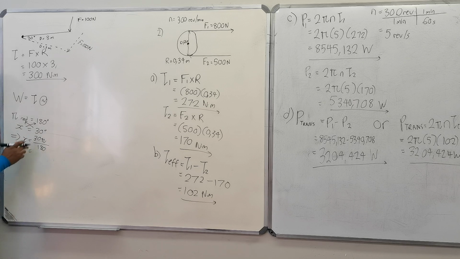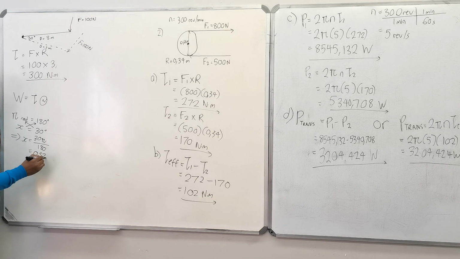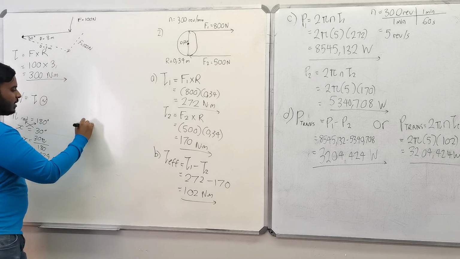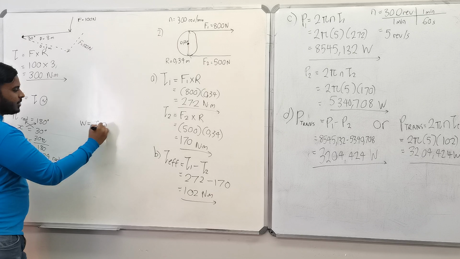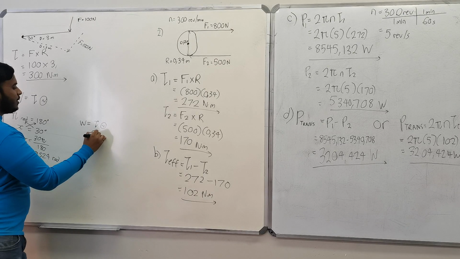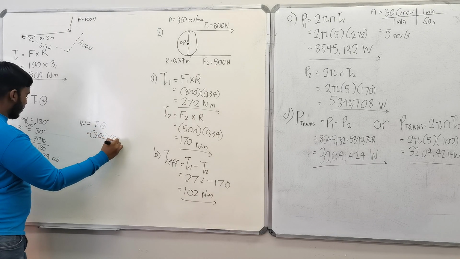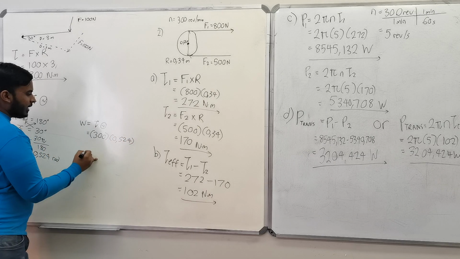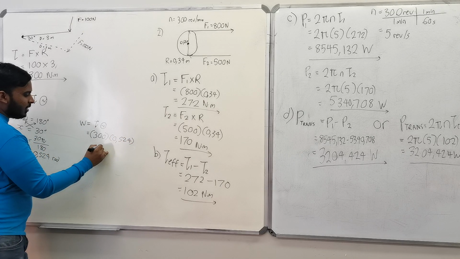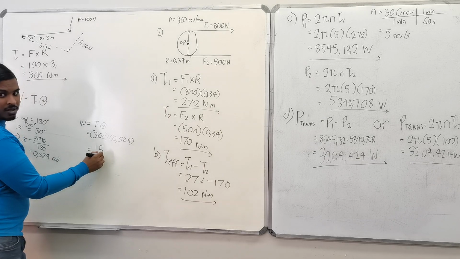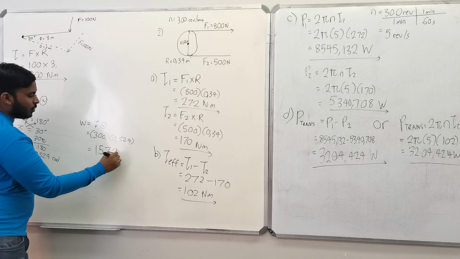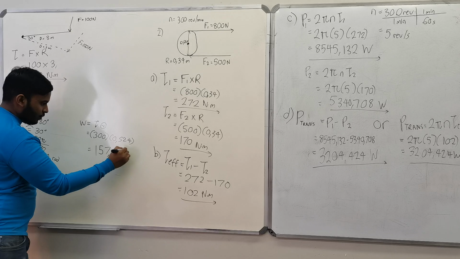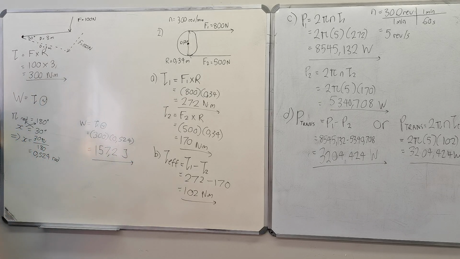Okay. So 0.524 radians. So then our work, which is equal to torque times this, is equal to 300 times 0.524. That will be like 150 something. 157.2 joules. Sorry, man. The angle, that's angular displacement.